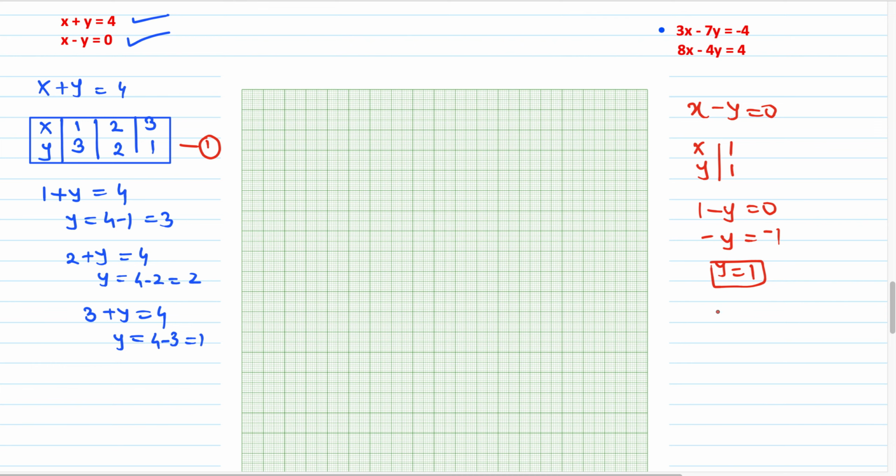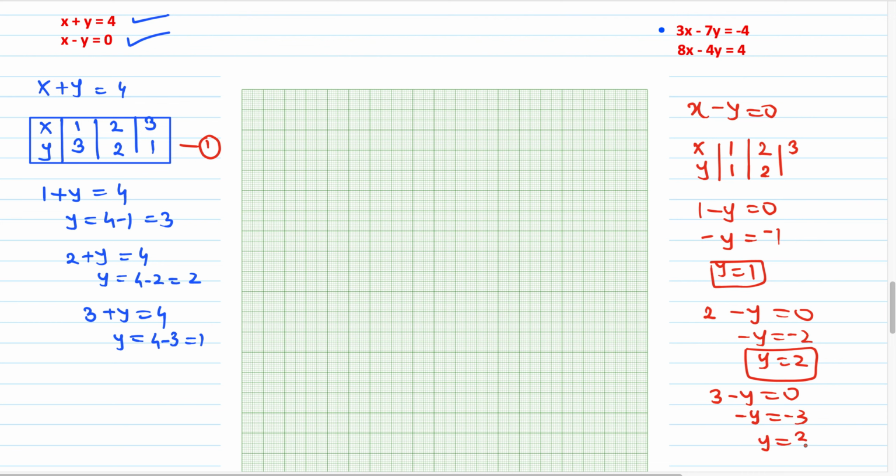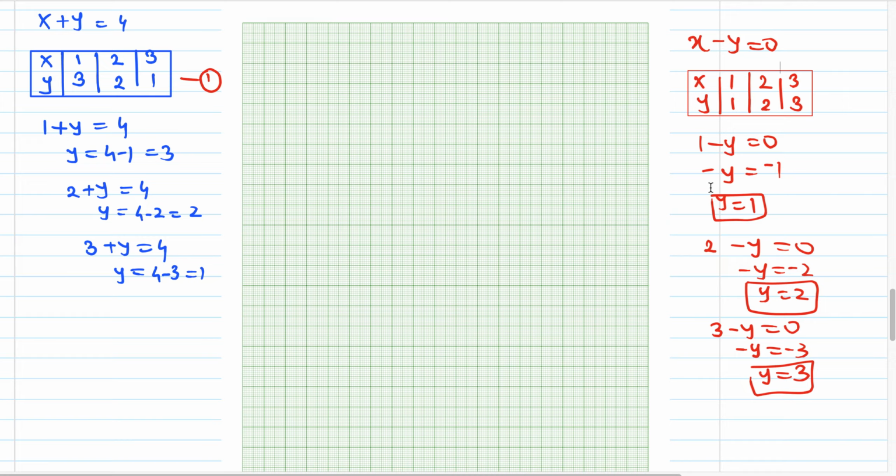If I put x as 2, I write 2 here. 2 minus y equals 0, minus y equals minus 2, y equals 2. So this is 2. And then the third point, if I put x as 3, 3 minus y equals 0, minus y equals minus 3, y equals 3. So this is the third point. I have got all the corresponding values: when x is 1, y is 1, x is 2, y is 2, and x is 3, y is 3. Now I have to draw the graph.